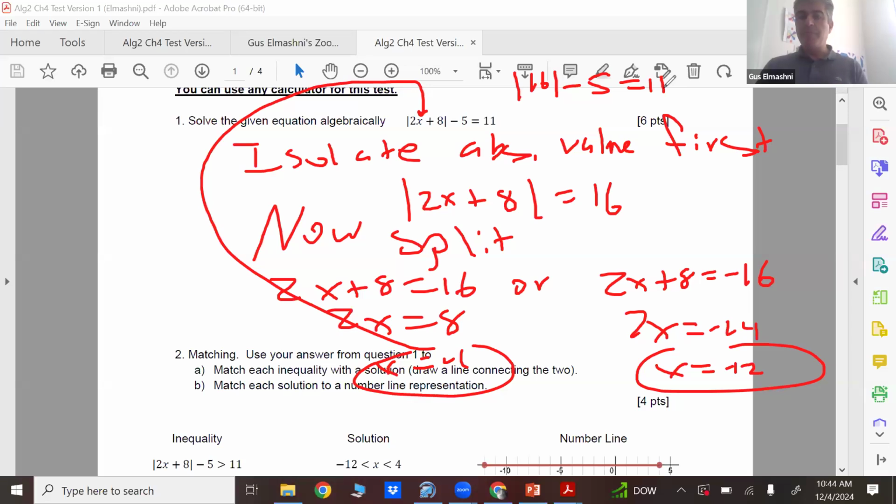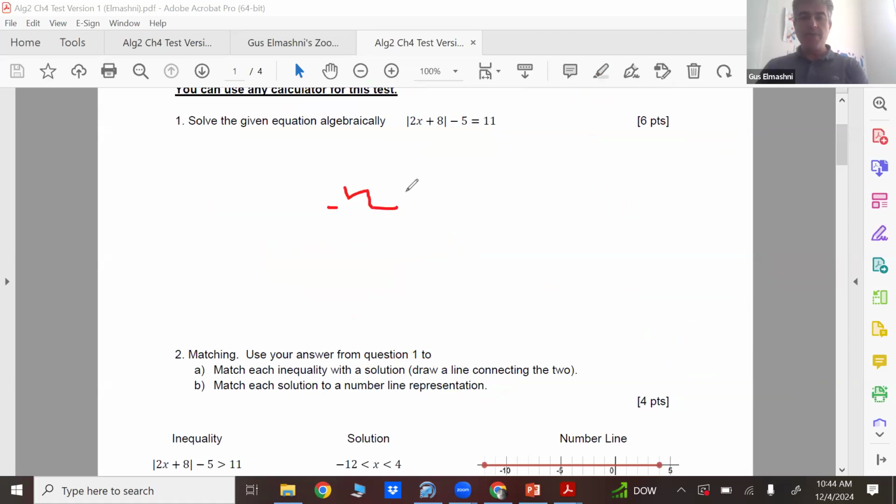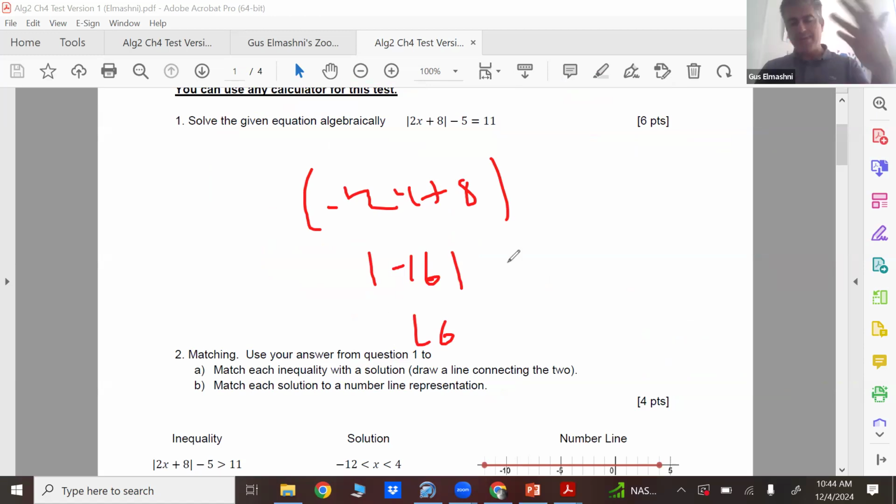And how do you do it with -12? If I do -12, so I do 2 times -12, which is -24. And that becomes the absolute value of -16, which is still 16. And then -5, you still get 11. So it's all good.